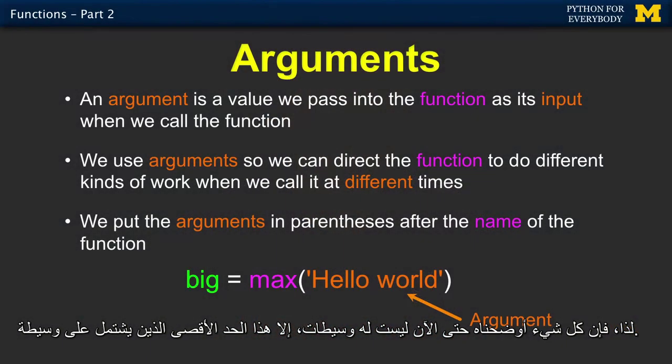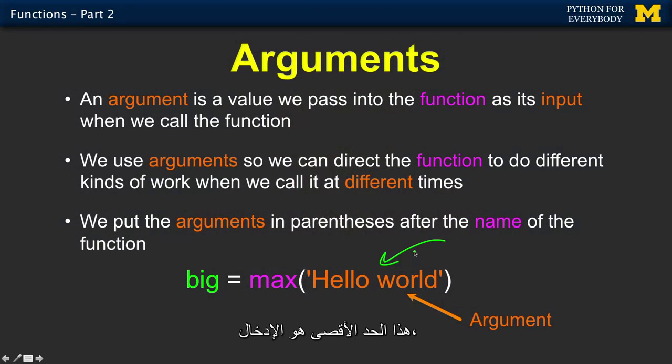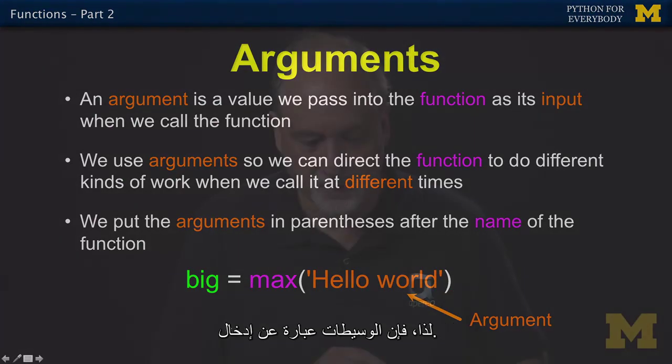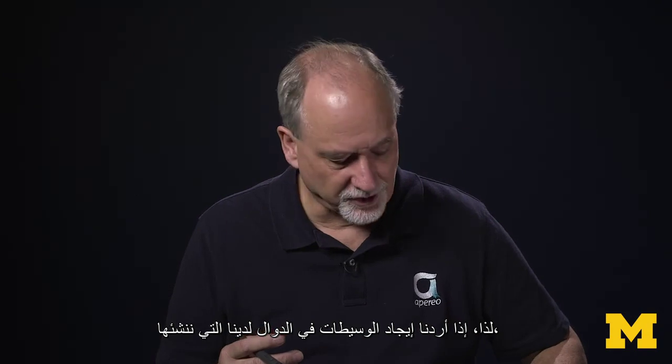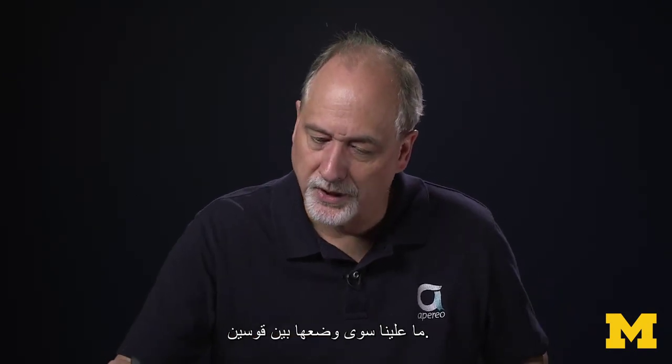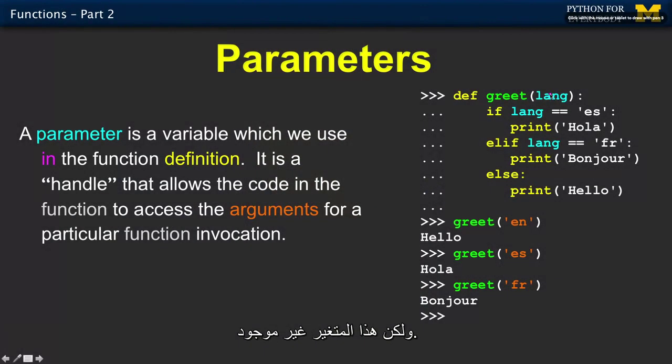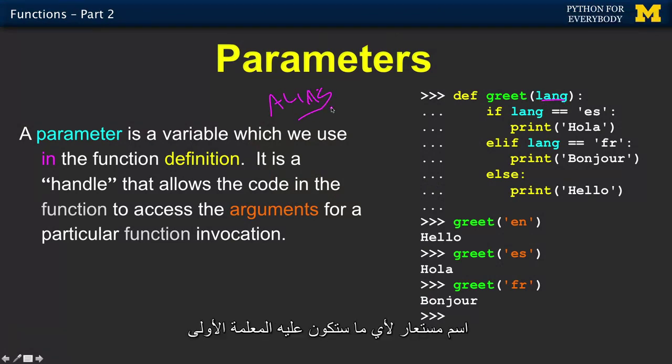So, everything we've shown so far has no arguments, except this max did have an argument. That max is input. And then we will get something back, the w, and then the w gets stuck into big. So, arguments are input. If we want to define arguments in our own functions that we're making, we just put them in the parenthesis. Now, it's like a variable. We're choosing a variable name. But this variable sort of doesn't exist. This lang variable is best thought of as an alias. It's an alias for whatever the first parameter is going to be when that particular function invocation happens.